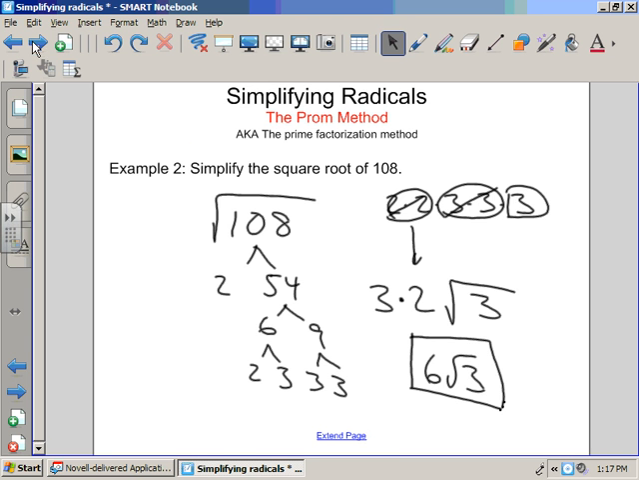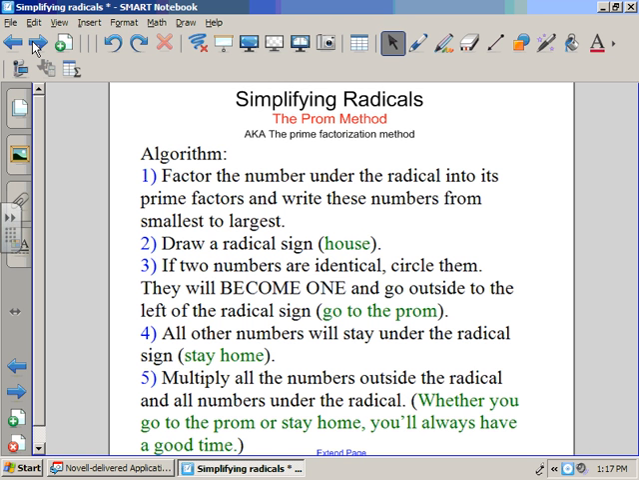I wrote down the algorithm in case you need it. Here it is. We're going to factor the number, draw a radical sign, figure out which ones are going to the prom, which ones are staying home, multiply all the numbers together, and that's going to be my answer. If you want to pause the video and write this down, fine. I'm going to move on so the video doesn't last forever.